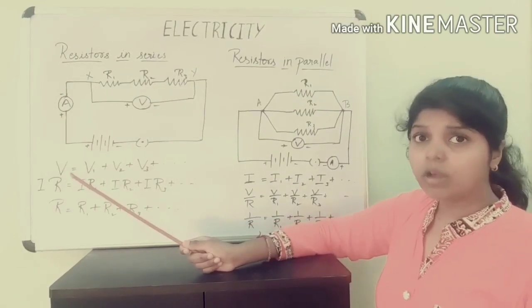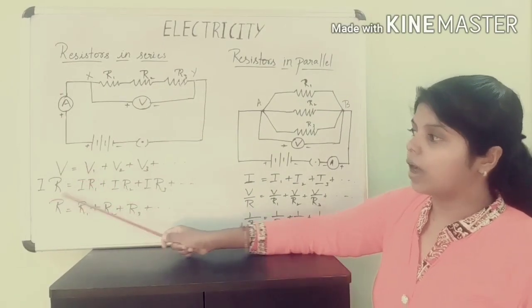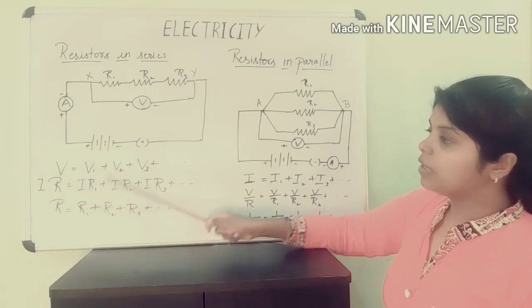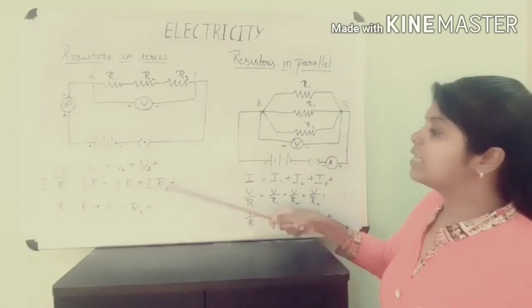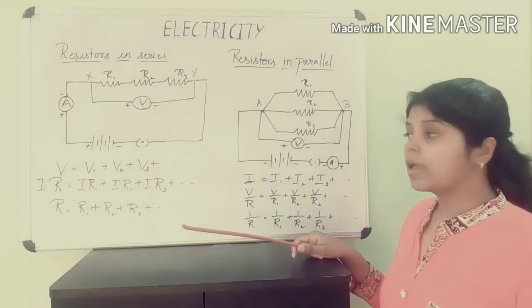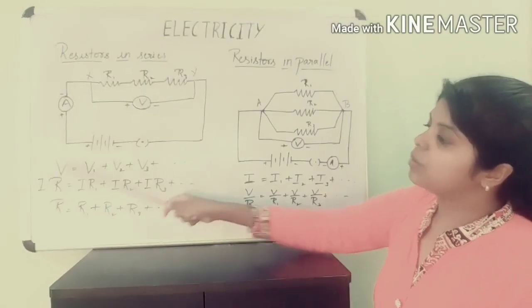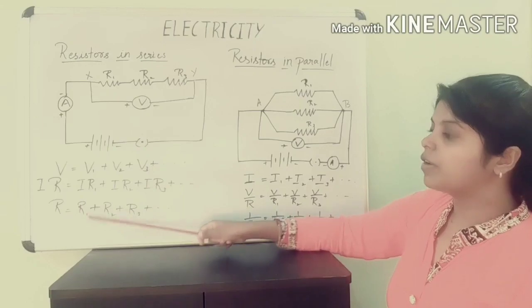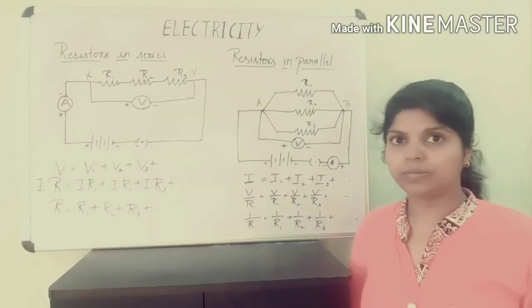By using Ohm's law, we can write V as IR, V1 as IR1, V2 as IR2 and V3 as IR3 and so on. By taking I common, we can cancel both the sides. It becomes R is equals to R1 plus R2 plus R3 and so on.